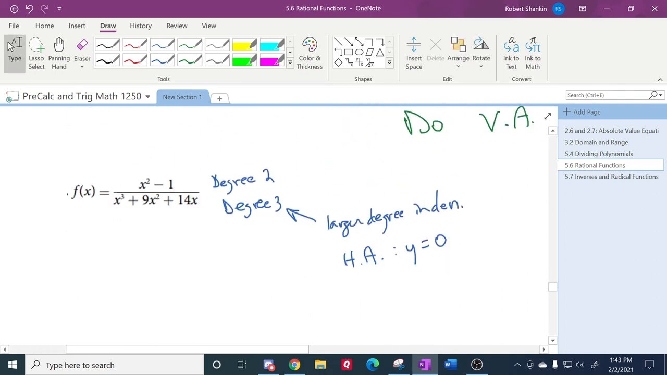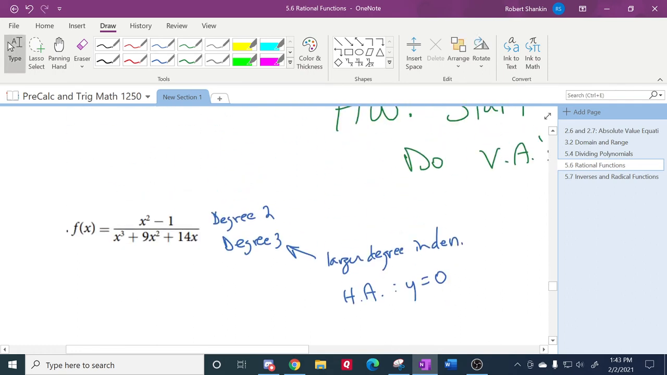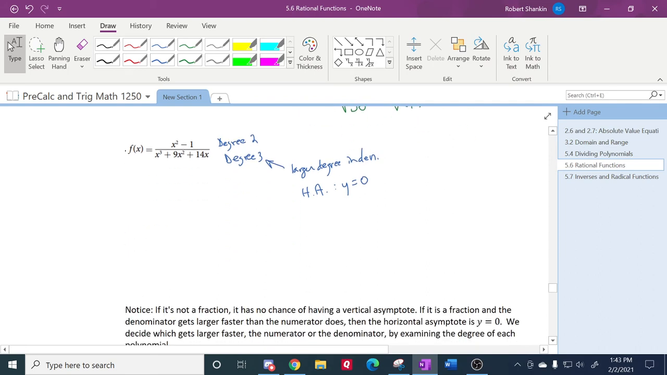I don't know what this function looks like when I graph it, but I do know that way over here to the right, it's going to be going towards 0. It might be coming from the top, it might be coming from the bottom. I'm not going to get fussy. But either way, it's going towards 0. And it'll probably do the same thing on the other side as well.